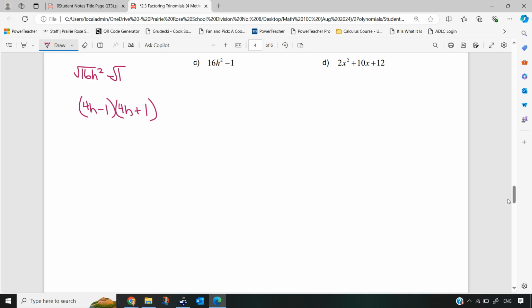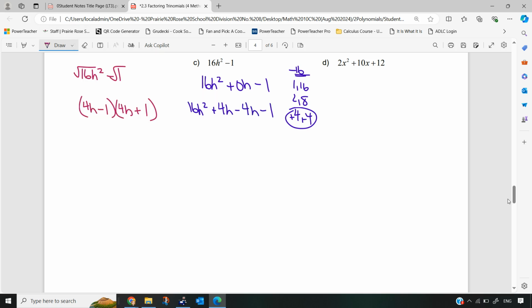However, we're also going to take a look at how to do this using decomposition. Using decomposition, I need to create a trinomial, so that's going to be 16h squared plus 0h minus 1. My a and c values multiply to be negative 16, so 1 and 16, 2 and 8, and 4 and 4. I'll decompose the middle term, so I'll have 16h squared plus 4h minus 4h minus 1.